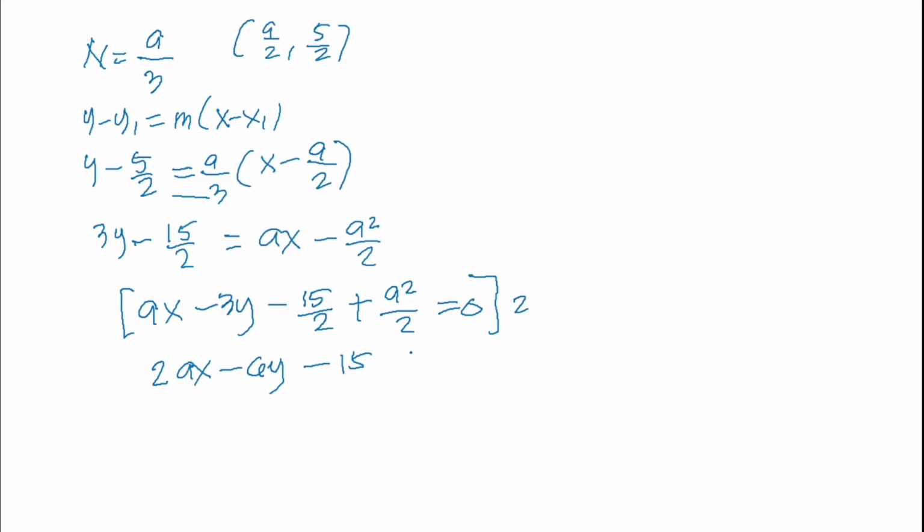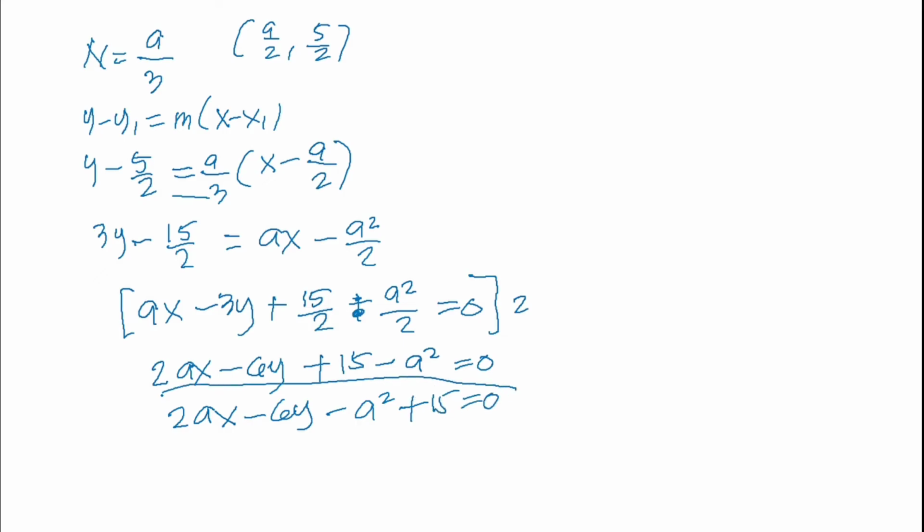Oh, this is plus 15 rather, because this is ax and this is plus 15 over 2, so this is plus, and this will become negative, interchange. So this is a squared is equal to 0. So you can simplify 2ax minus 6y minus a squared plus 15 is equal to 0. So this is the equation for the normal.